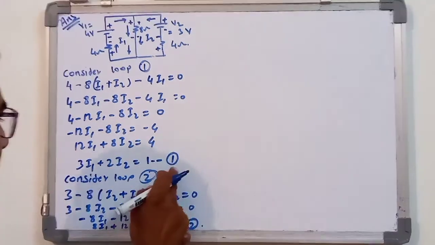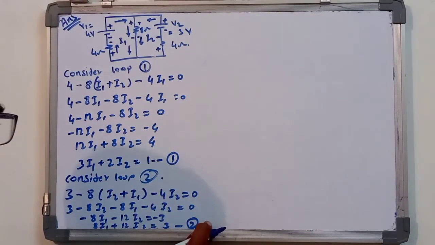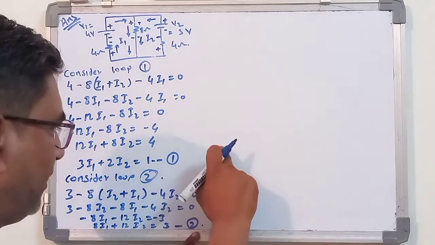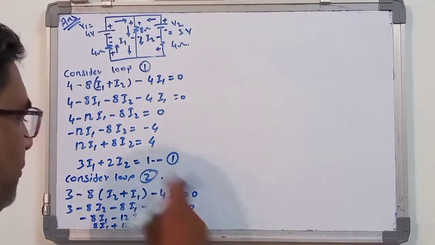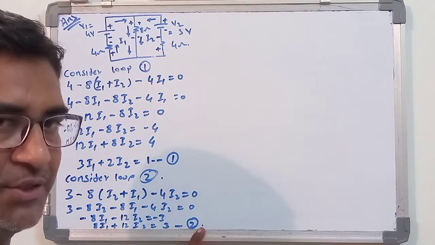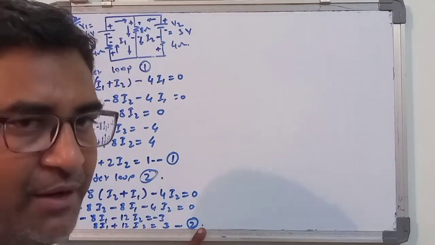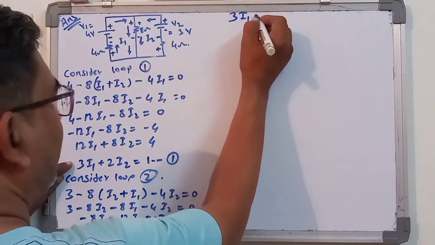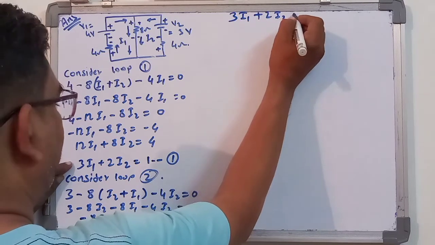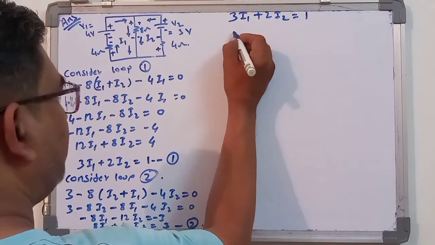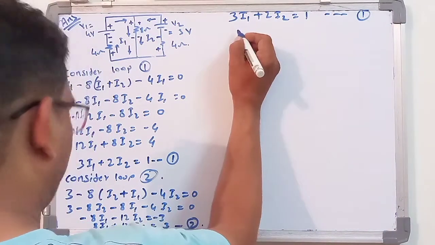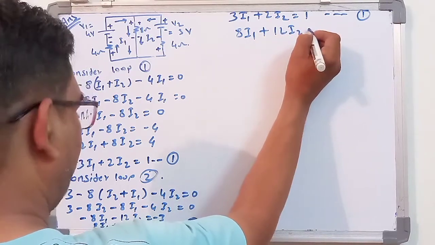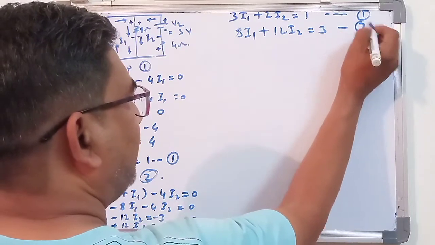Now you have got this equation and this equation, simply algebraic equations. From these two equations you have to mark the values in such a way that you will obtain the values of I1 and I2. Consider loop number 1: 3 I1 plus 2 I2 is equal to 1. The second loop you have got 8 I1 plus 12 I2 is equal to 3.